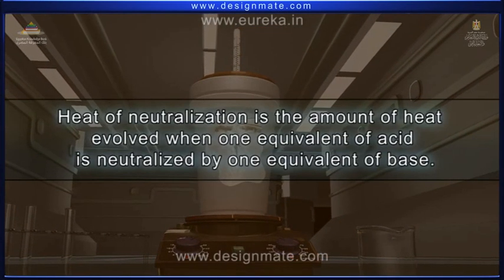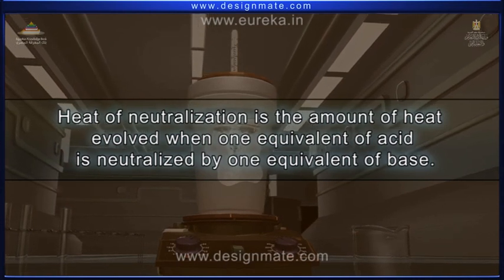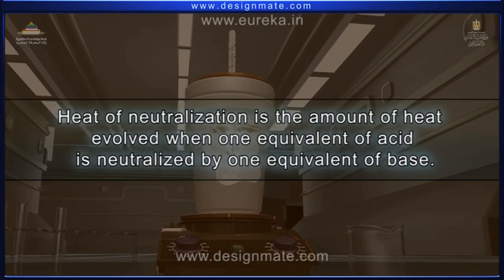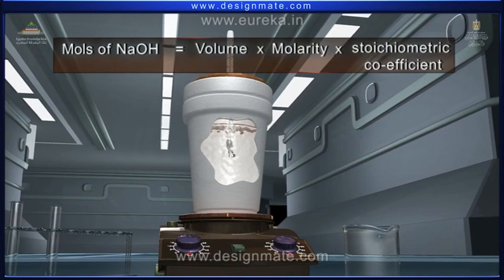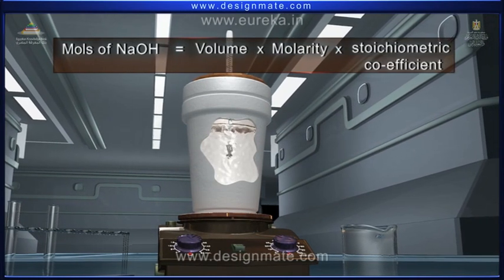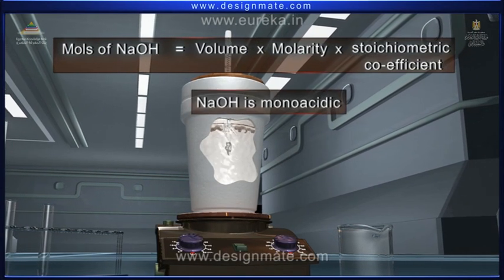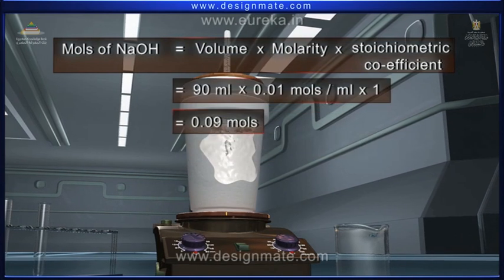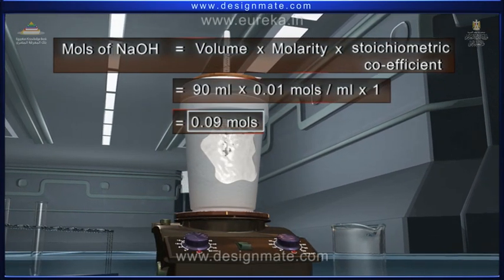Heat of neutralization is the amount of heat evolved when one equivalent of acid is neutralized by one equivalent of base. Let us first calculate the moles of both the reactants. Moles of NaOH is equal to volume into molarity into stoichiometric coefficient. Since NaOH is monoacidic, its stoichiometric coefficient is 1. Moles of NaOH are found to be 0.09 mole.